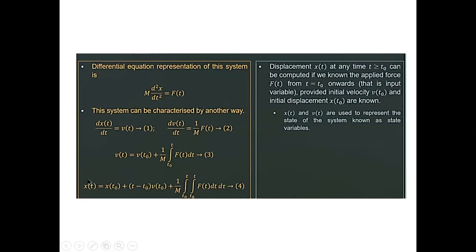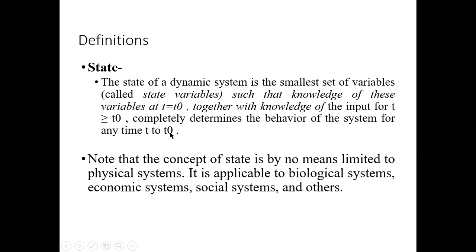We can get the value of the displacement at any time from t0 to t if f of t is known. Correct. That is the input. And we also know the input values from minus infinity to t0. These are the initial conditions. So it said that the knowledge of these variables at t equals t0 and the input from t0 to t completely determine the behavior of the system.